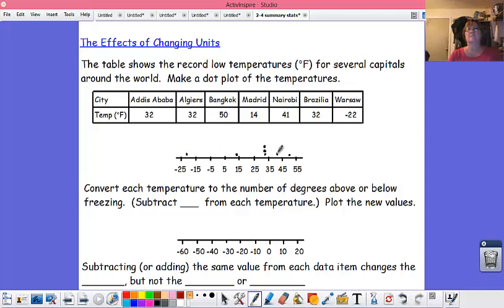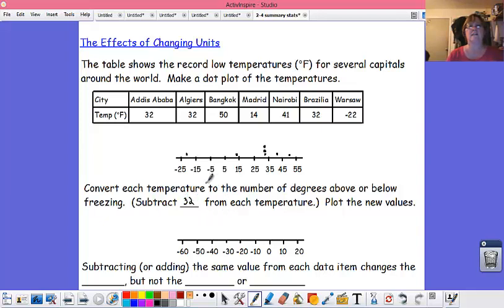Alright, so if you were going to talk about the shape of this distribution, I hope you would be thinking skewed to the left, because it's definitely being dragged down by that Warsaw temperature. But what happens, folks, if we convert? Suppose we want to go the number of degrees above or below freezing that you are, and we are in Fahrenheit temps. That means that we'd have to subtract 32 from each temp.